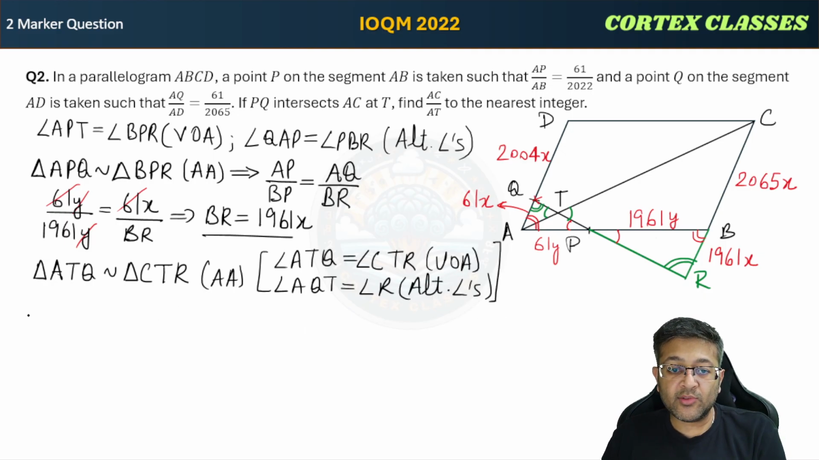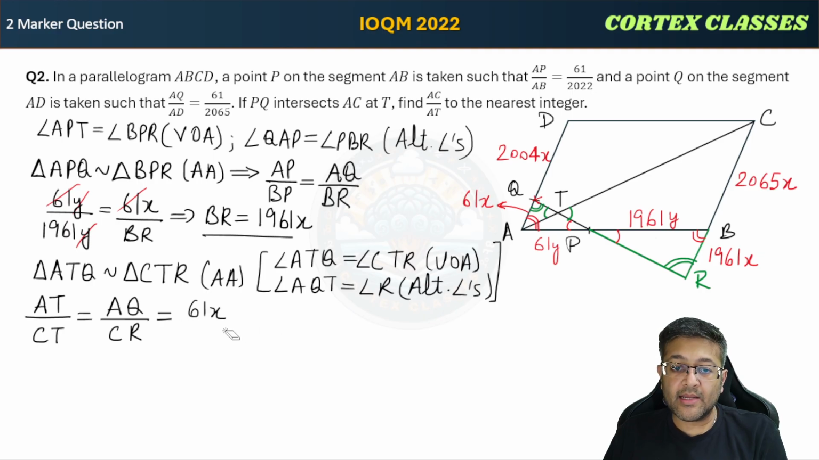By using AA criteria. So what does it give us? What did we have to find, guys? AC is to AT. So for the time being, let's find AT. If I pick AT for the other triangle, it is going to be CT, right? So it is equal to, if we write AQ here as the corresponding side, the corresponding side on the other triangle would be CR, right? So let's see, guys, what is AQ? That is 61x. What is CR? CR, guys, look: BR is 1961x and BC is 2065x. So what is CR? Complete CR.